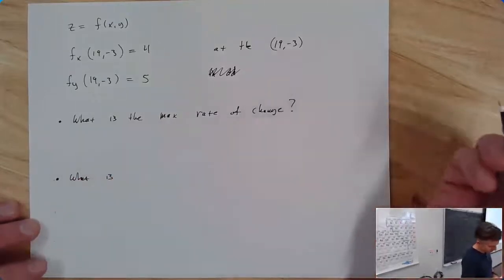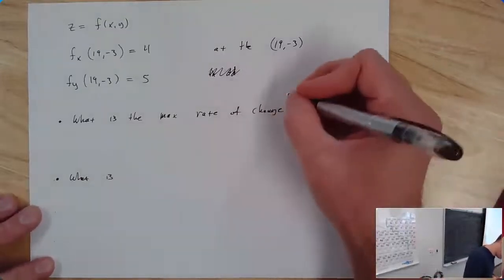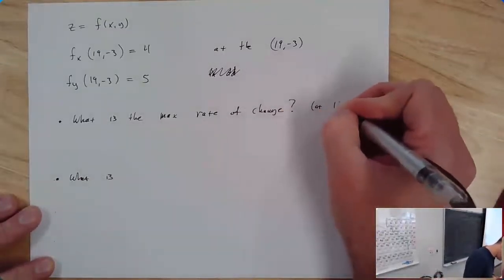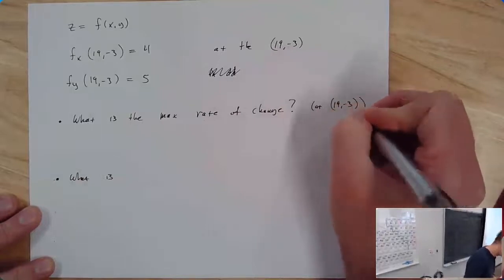I should have been more specific, but I feel like it's clear. Max rate of change at the point (19, -3). Guess that wasn't clear.